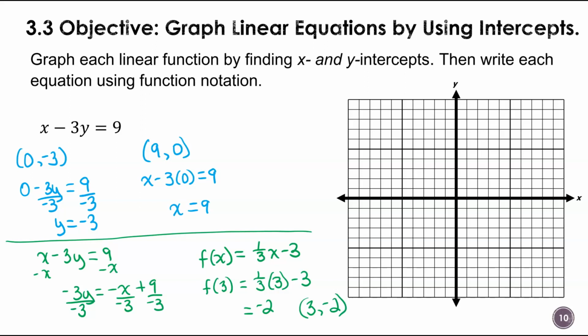And now we go to the graph. So we have a point at 0, -3, and that is my y-intercept. 9, 0 is my x-intercept, and at 3, -2 is my checkpoint. You can see that they're lined up, and I just have to hit the points here. Yep, a little low. All right, and there's the line. We have it graphed now.